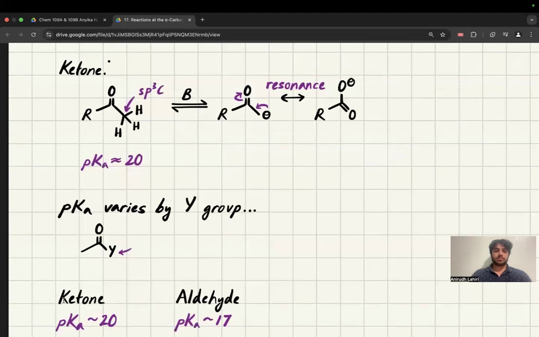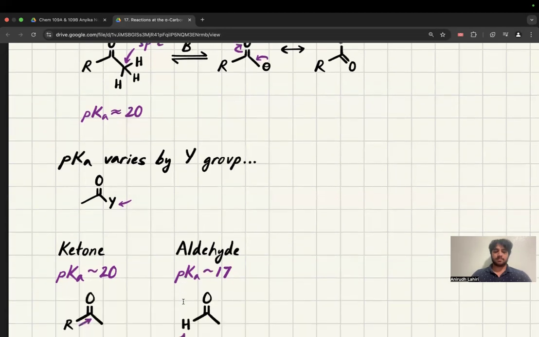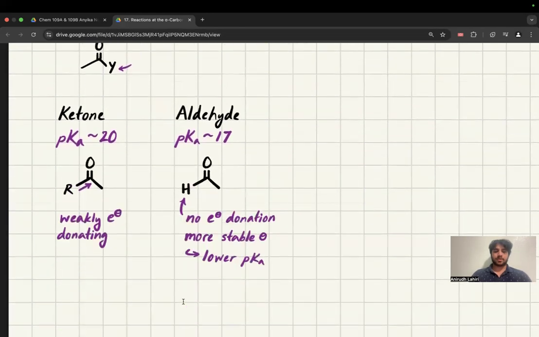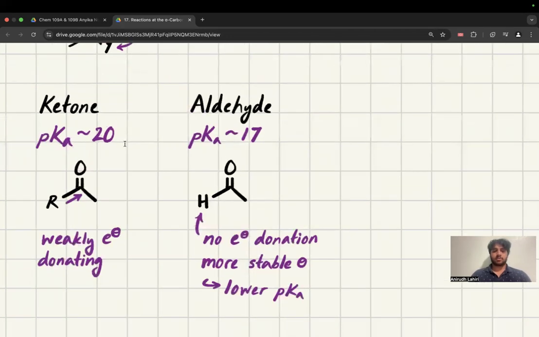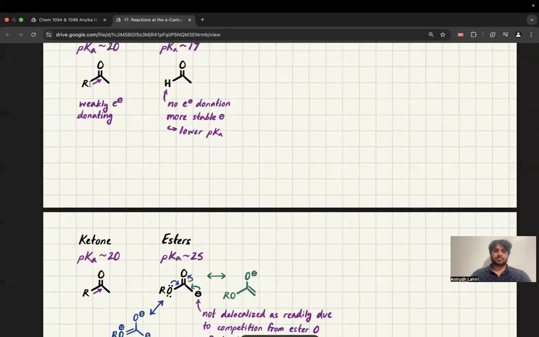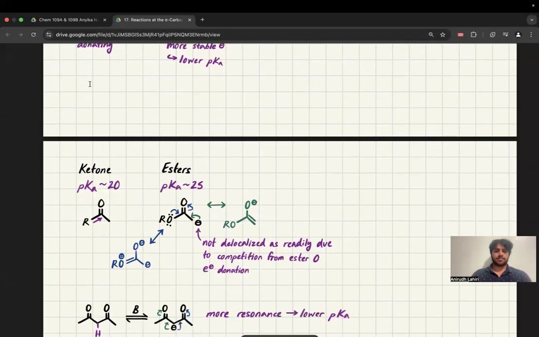So pKa will vary based on the Y group, right? Pause right here and try to guess why the ketone has a higher pKa than the aldehyde. Okay, so weakly electron donating, no electron donation, right? If we're donating into here, and this is supposed to be an electrophilic spot of attack, it's becoming less electrophilic, right? So the pKa is going to be higher. Cool. It's just basically more electron density.